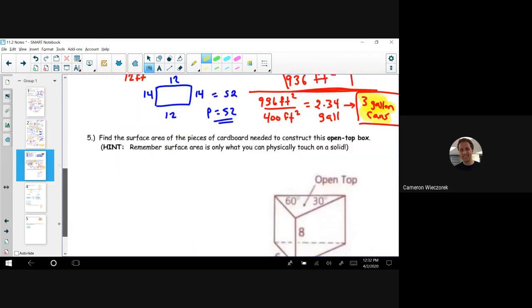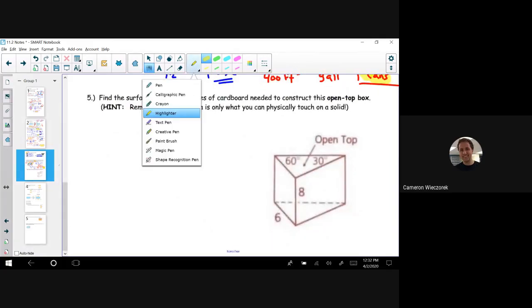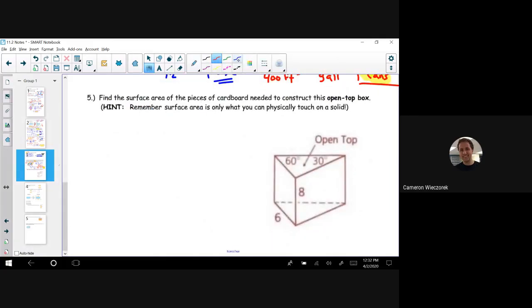The last one I have here for prisms is what's called an open top box. And you'll see these from time to time. It's pretty much what it sounds like. It means that you have this 3-dimensional box, but it has no top, so you can see inside. Like when you open up a present, you can see the inside. You took the cover off. Okay.